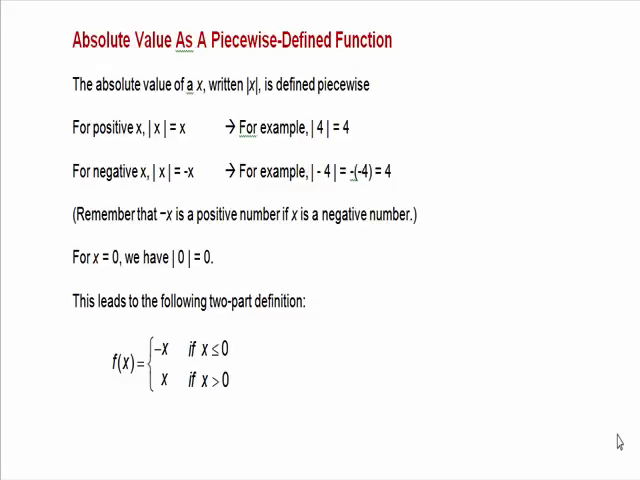So the absolute value of 4 is 4. The absolute value of 6 is 6. The absolute value of 8 is 8. The absolute value of 12 is 12. So the absolute value of x is x when x is greater than 0.